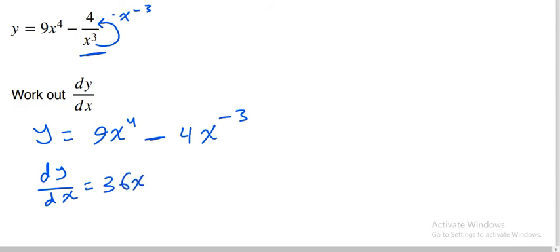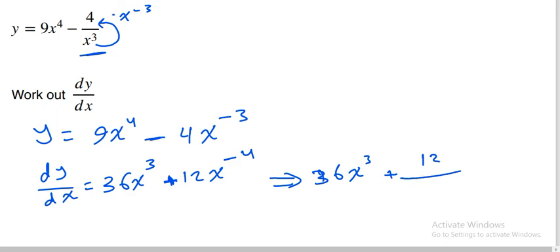4 multiply 9, 36. Here it's power 3. Negative 3 multiply negative 4, positive 12. X power negative 4. If we will use this expression in another step, we can leave it like this. If it's the final answer, we have to write it in the simplest form by writing the power positive. So we'll move x to the power negative 4 from numerator to be in denominator with the positive sign of the power.